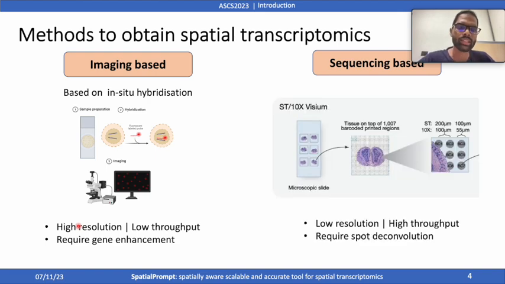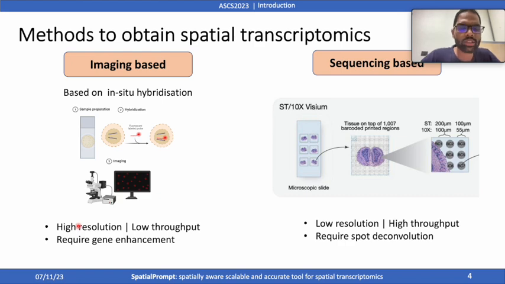On the other side, there is the sequencing based approach, where we put our sample on top of a glass slide. There are capturing areas on that glass slide, and in that capturing area there are barcodes. After that, each barcode spot has oligonucleotides which will bind the RNAs that are present in our sample.